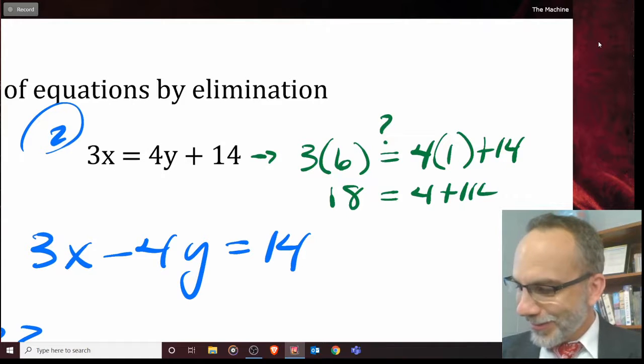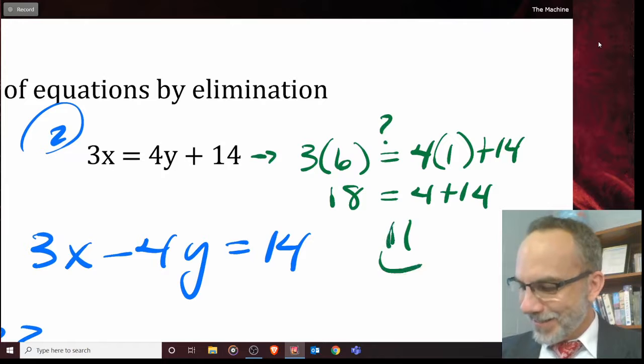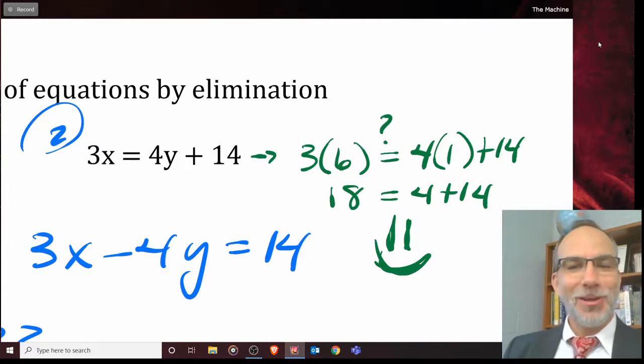I got so excited. Look, I'm messing up. Yes, it is. Nice. That's supposed to be a smiley face there. Oh my gosh. That's terrible.